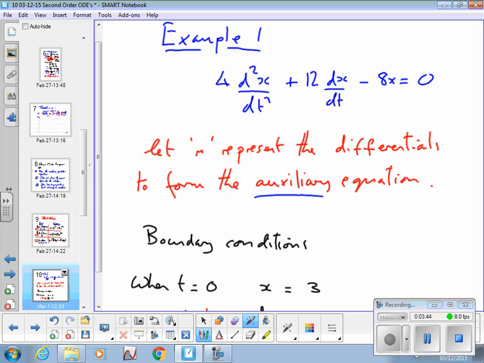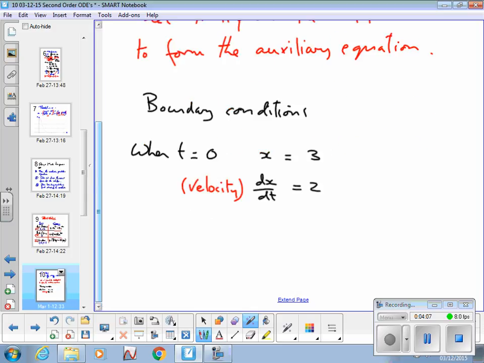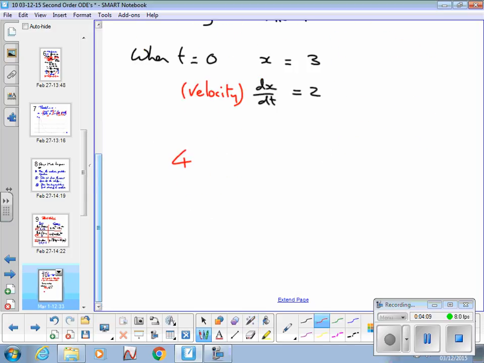What all that means is, I look at this differential equation, wherever it says d2x by dt2, I replace that with m squared, because that's the second differential. And dx by dt here, the first differential, I replace with m. And so I write down 4m squared plus 12m minus 8 equals 0. And that's my auxiliary equation.